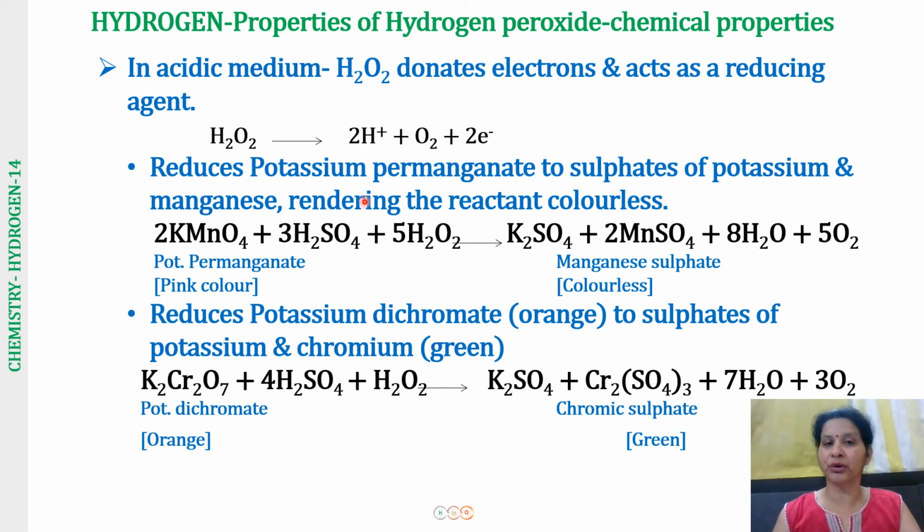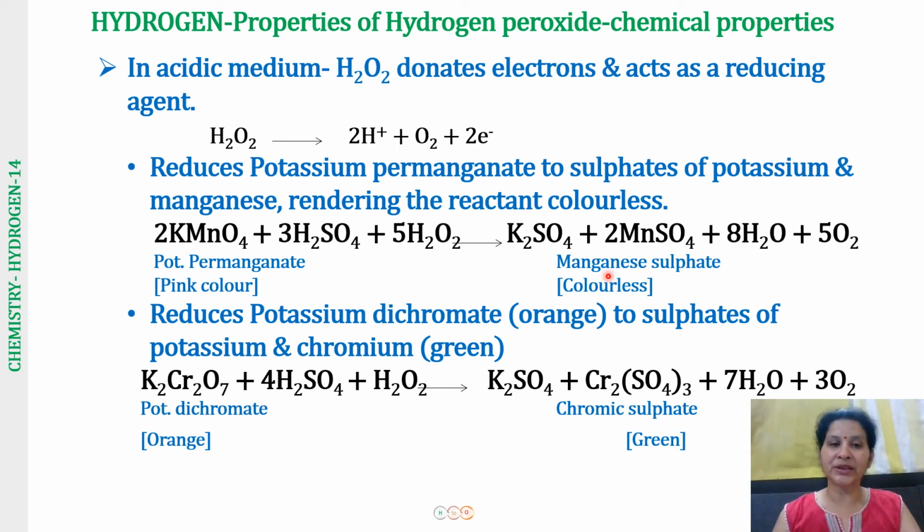This reduces potassium permanganate, with sulfates of potassium and manganese, rendering the reactants colorless. So 2KMnO4 plus H2SO4 plus H2O2. This is going to form potassium sulfate. K reacting with sulfate to form potassium sulfate, manganese reacting with sulfate to form manganese sulfate, and the rest is going to be water and oxygen that is formed, and the pink color of potassium permanganate is going to be rendered colorless because of the formation of manganese sulfate.